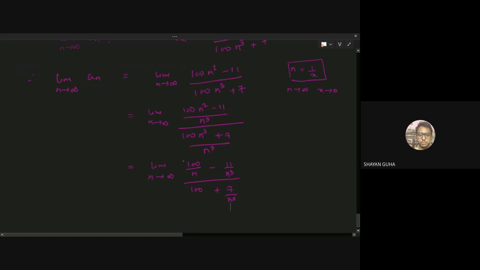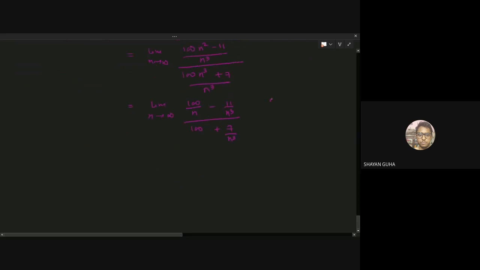Now by the previous one also, as n tends to infinity, 1 by n will tend to 0. By the same logic, 1 by n cube will go rapidly towards 0. So this will make this value 0: 100 into 0 minus 11 into 0 divided by 100 plus 7 into 0. So ultimately this value will be 0 because the numerator is becoming 0.